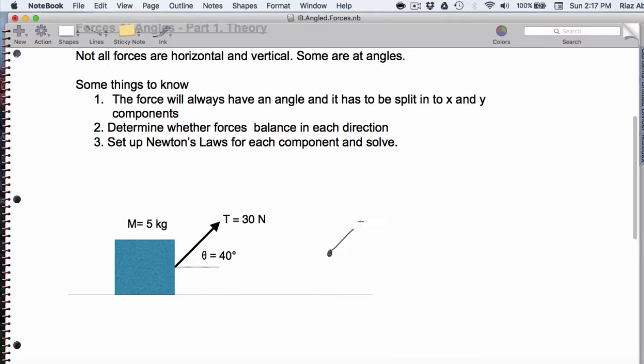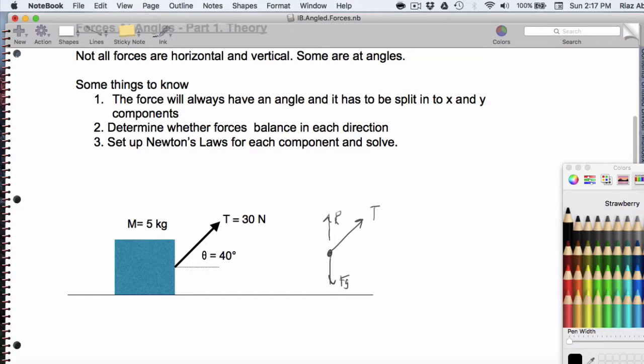We have this block. It's got a tension. It's got the weight or the gravity force. And we have, well, no friction in this case. And then we have a normal reaction force pointing upwards.